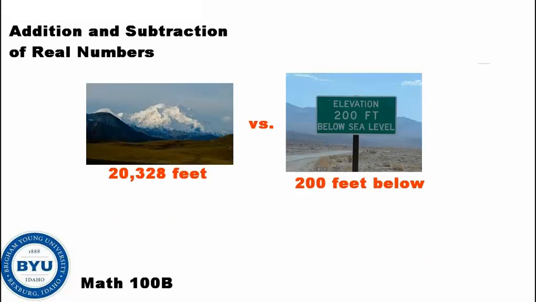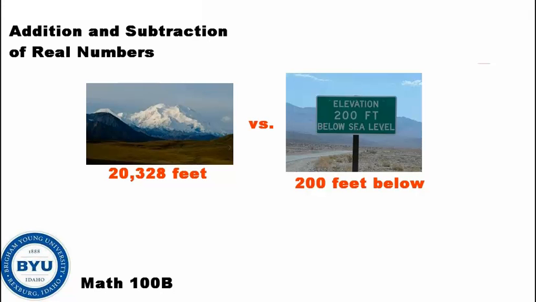So here's a word problem that consists of elevation. For example, Mount McKinley is the highest point in North America. Its altitude is 20,328 feet. And the lowest point, anybody know? You bet. Death Valley in California, which is about 200 feet below zero. So the question is, if you traveled from Death Valley all the way to the top of Mount McKinley, what is the difference or the change in altitude?